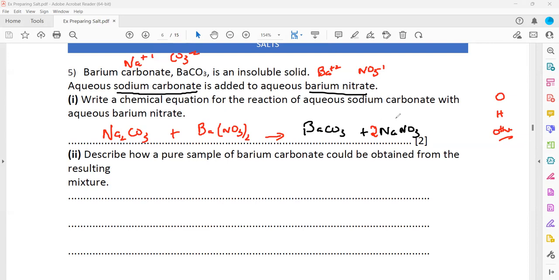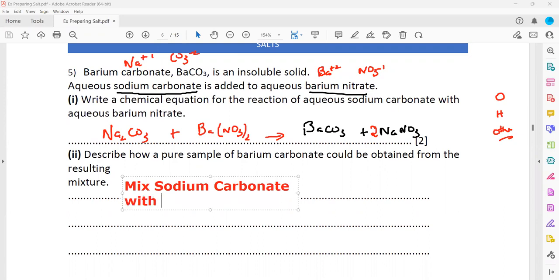Then describe how a pure sample of barium carbonate could be obtained. As you can see, the ratio between them is 1:1. So we should mix the equal amount or equal volume of the two solutions. So we'll mix the two solutions in equal volume. Or you can specify mix sodium carbonate with barium nitrate solution.